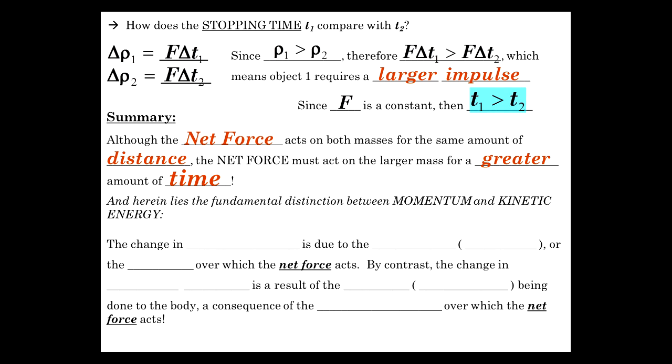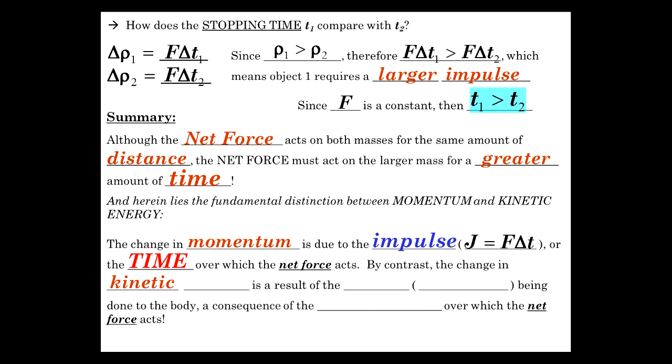Because it's moving slower. Moving slower, you're going to do the same distance. You're going to apply that force for a larger time. So here's the fundamental distinction between momentum and kinetic energy. If you have a change in momentum, it's due to the impulse, defined by J equals F delta t, the time over which the net force acts.